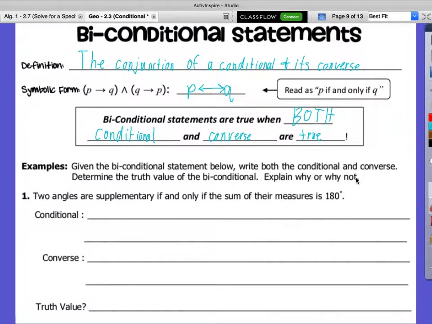If we're writing the conditional and the converse, we need to identify what's our P and what's our Q. According to P if and only if Q, that means we're separated by the if and only if. So which part is our P?